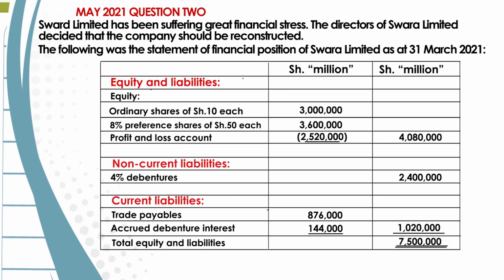Then from there we have equity, which comprises ordinary share capital, 8% preference shares, and then we have the profit and loss account balance. And automatically those are accumulated losses. That's why that figure is given as a negative. And then we have 4% debentures. We have the current liabilities, which include trade payables, accrued debenture interest, and then we have total equity and liabilities. Then we have some additional information, number 1 up to note number 11 there.